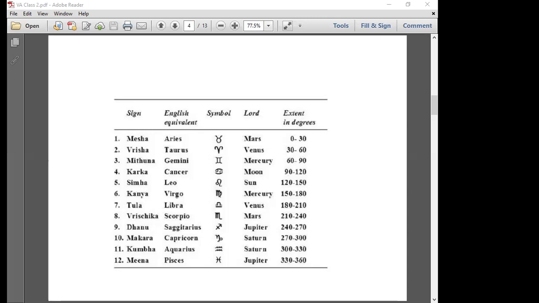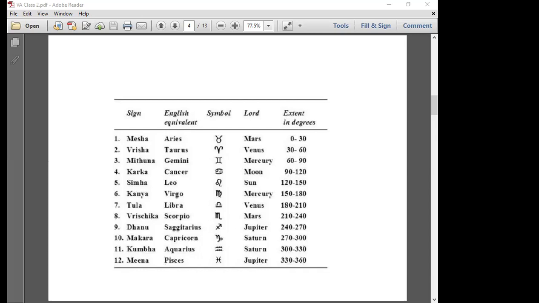So 27 nakshatras, and each nakshatra divided into 4 parts. 27 into 4, you will be left with the number 108. This is the reason why, in your chanting of mantras and rituals, 108 is a standard number of chanting, because you want the mantra to reach each pada of the nakshatra.